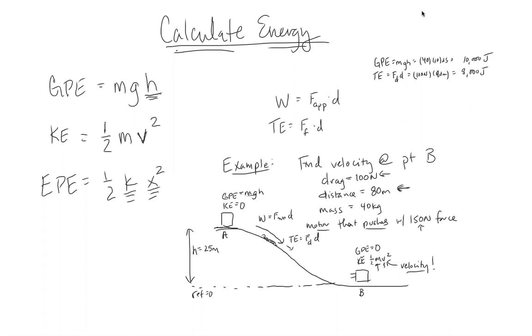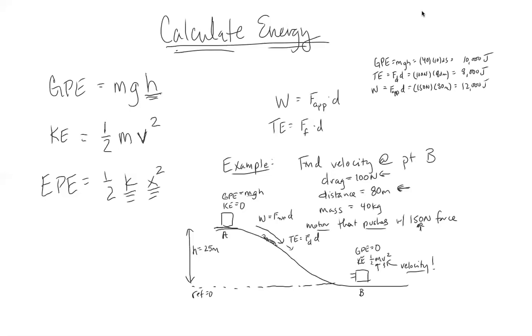We can determine the work being done on the system, which is the energy added to the system, by multiplying the force applied by the motor times the distance. So that's 150 newtons times 80 meters, which is equal to 12,000 joules.